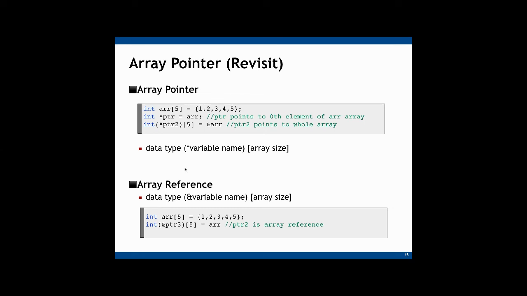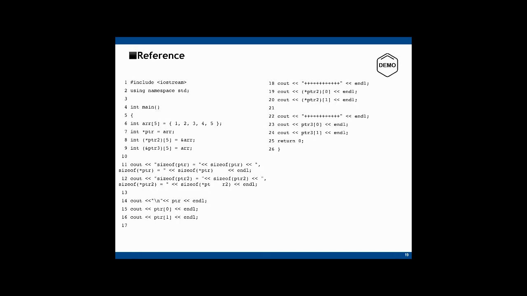And you can also make an array reference in a similar way. Instead of putting the asterisk here, we put the ampersand here like this. So ptr3, this is a typo, it should be 3. ptr3 is an array reference of this one. Okay, let's see the demo code for this one.